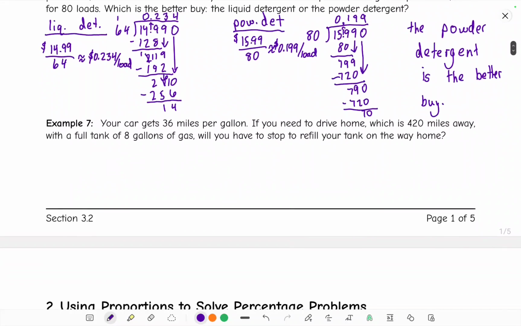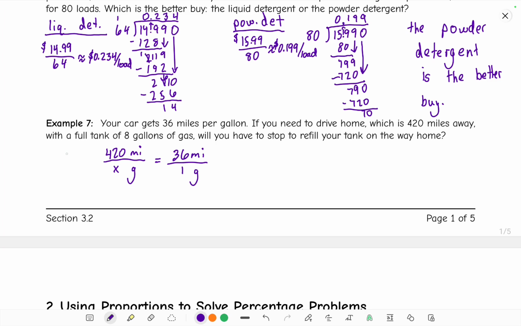Example 7. Your car gets 36 miles per gallon. If you need to drive home, which is 422 miles away, with a full tank of 8 gallons of gas, will you have to stop to refill your tank on the way home? Well, I know I get 36 miles per gallon. Let's figure out how many gallons I need for 420 miles. So the 420 miles per how many gallons? Well, that has to equal my 36 miles per 1 gallon.